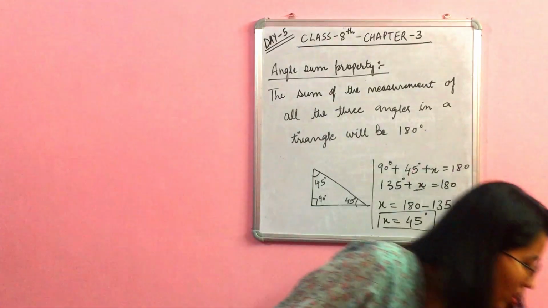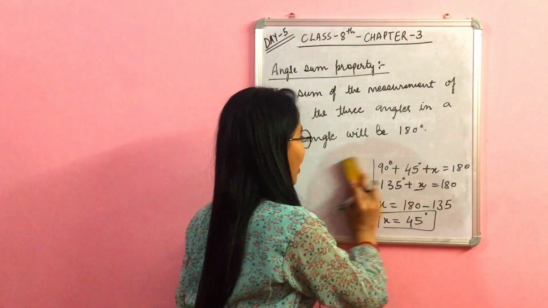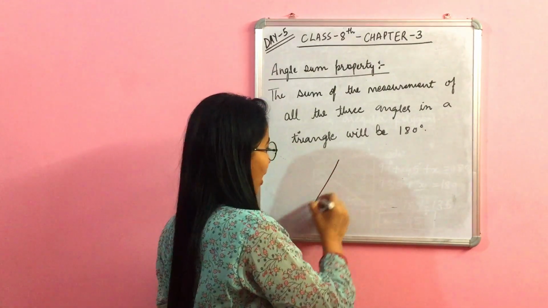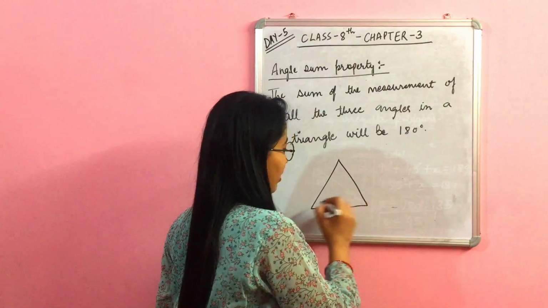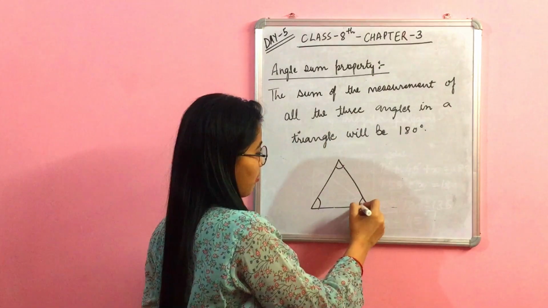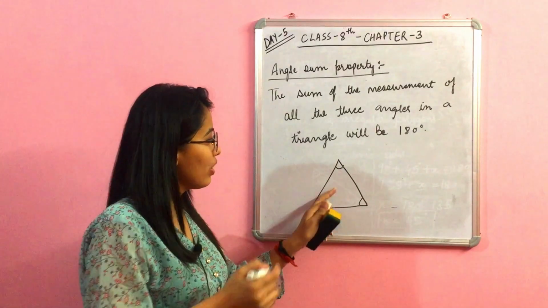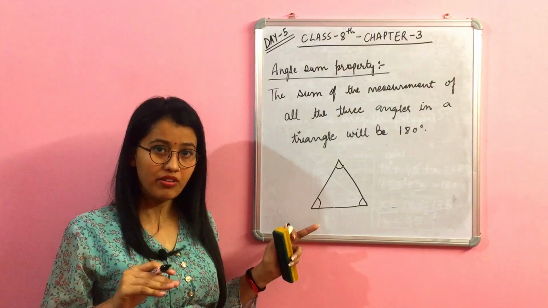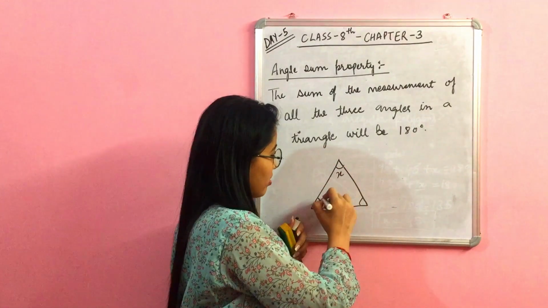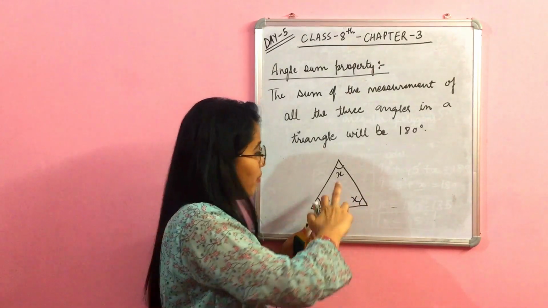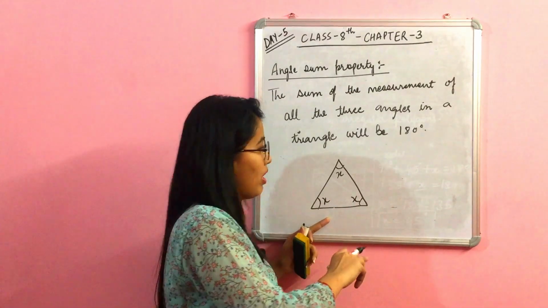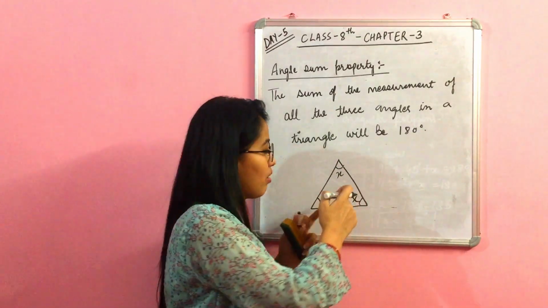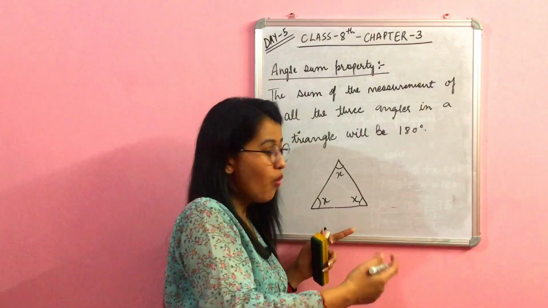Now suppose there is a question where we have to find the angles in an equilateral triangle, by angle sum property. We know that in an equilateral triangle all the three angles are the same. So we can write this is also x, this is also x, this is also x, because all these three angles are the same. And with the angle sum property, the sum of these three angles will be equal to 180 degrees.